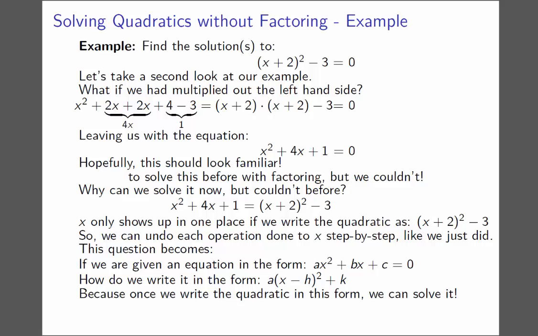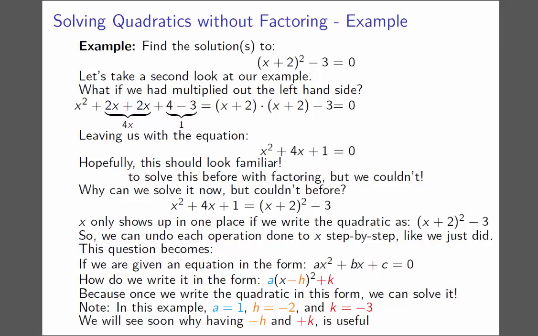For clarity, it's worth pointing out that in this example, a equals 1 because we have 1 times (x + 2)², h equals −2, so that x − h is x − (−2), which is x + 2, and k is −3, for the −3 at the end. We will soon see why having negative h and positive k is useful for us.